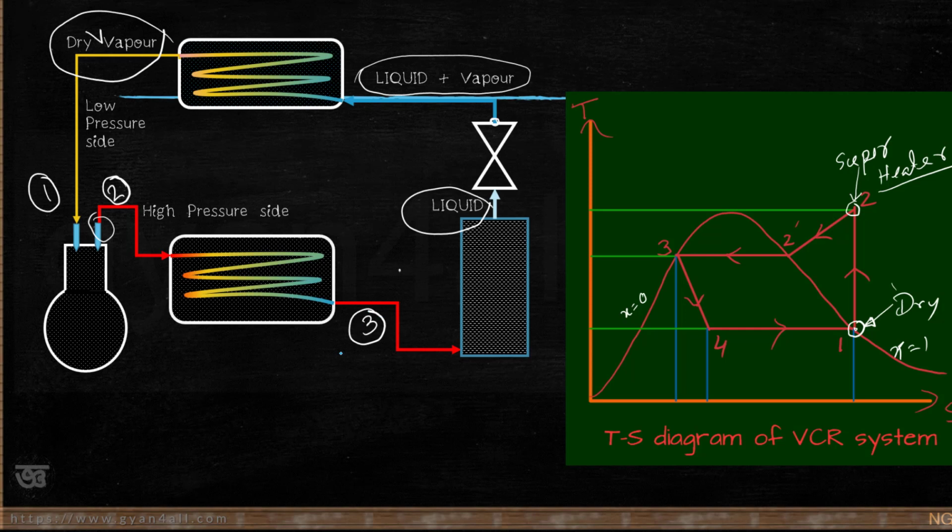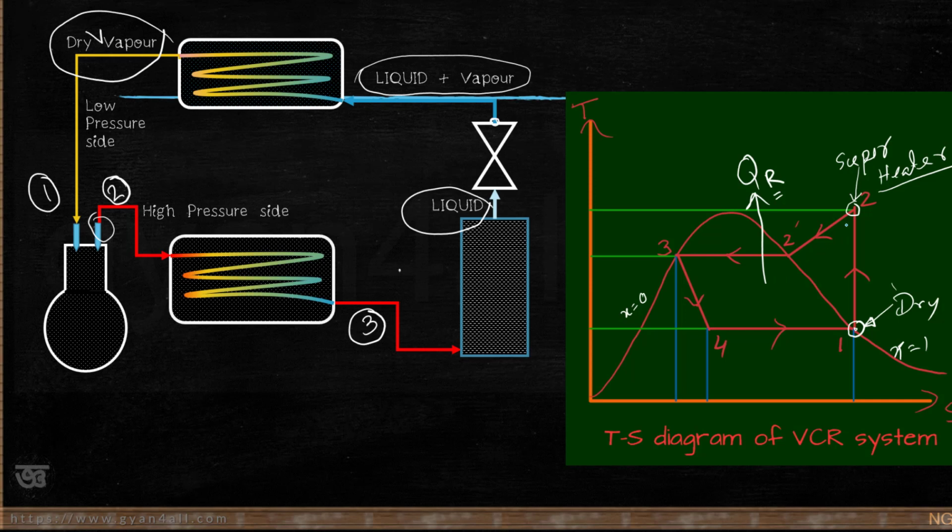What is a condenser? Condenser is a device to reject heat, to change the phase from vapor to liquid. So that is definitely heat rejection. This is the heat rejection process. This is just the opposite of your boiler. In the boiler, it is a heat absorption process, but in a condenser it is a heat rejection process.